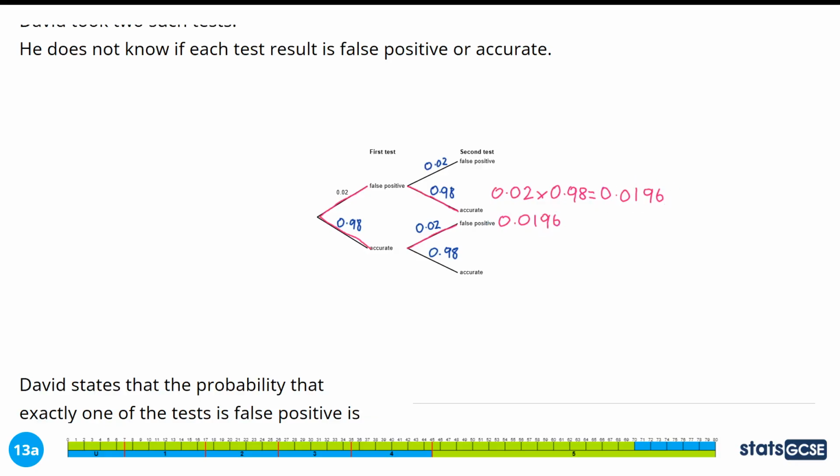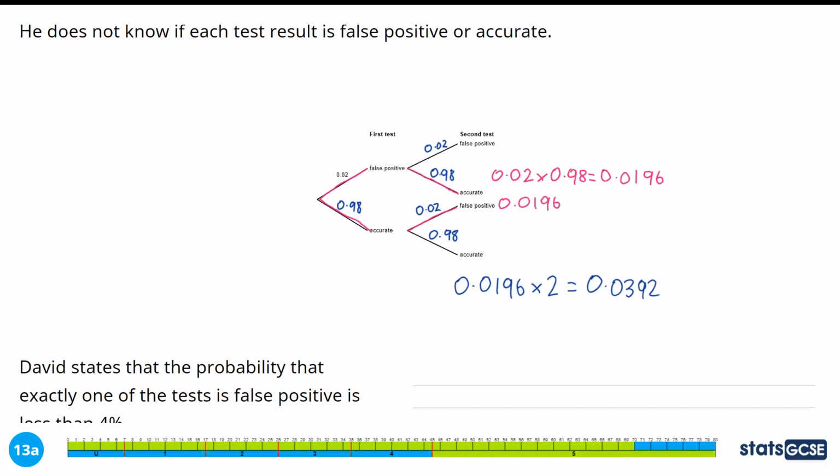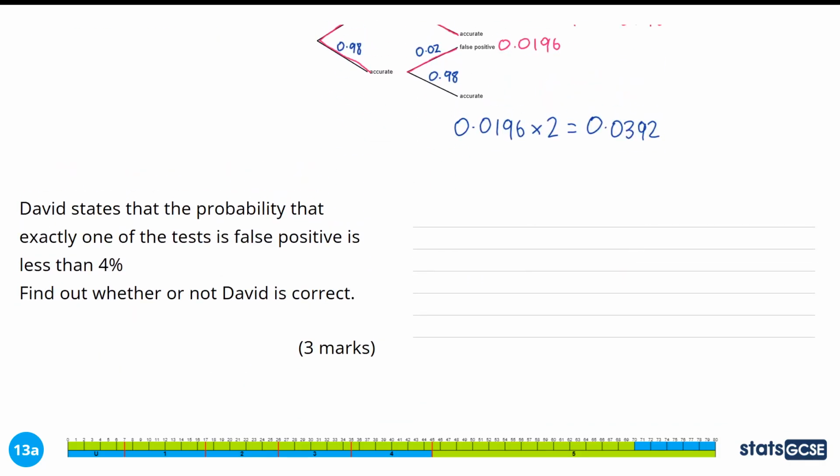The word or means add. So what we're going to do is 0.0196, add the other 0.0196, or just times it by 2. That will give us 0.0392. Now looking at what he is saying, he's saying that it's going to be less than 4%. So we need to convert this into a percentage. And we can do that by multiplying it by 100. So it will give us 3.92%, which is indeed less than 4%.